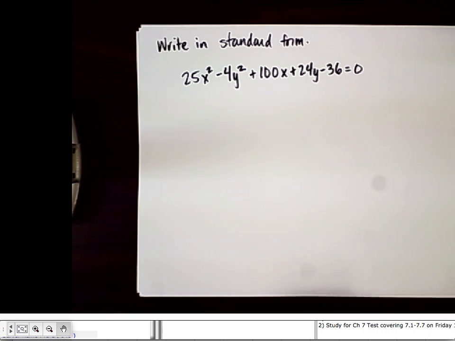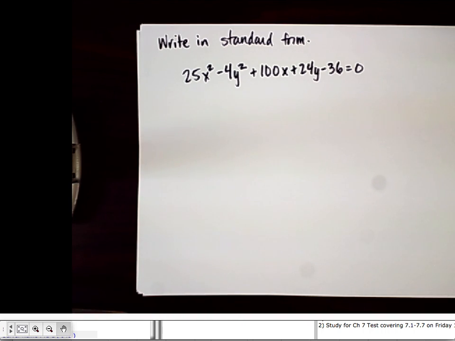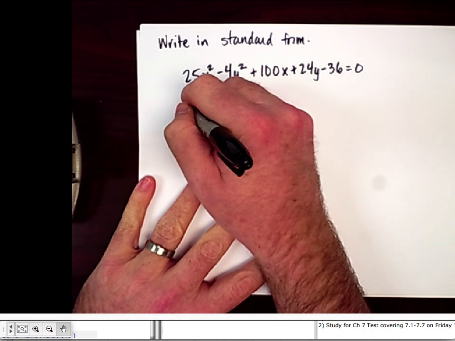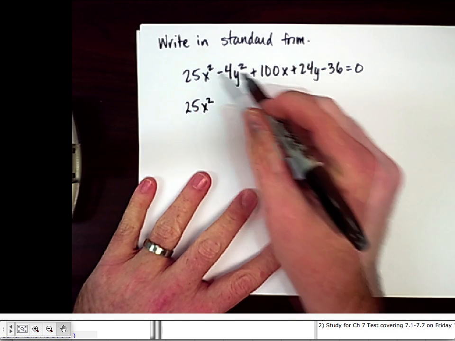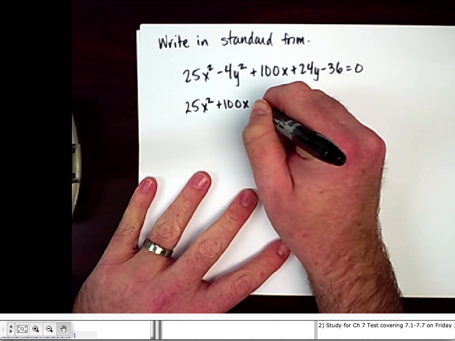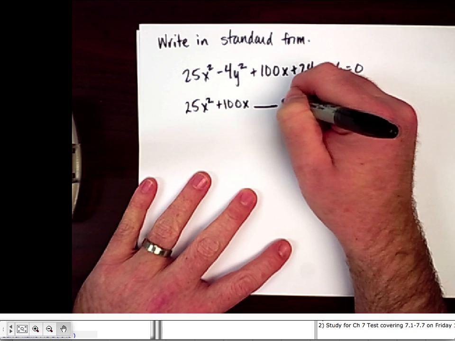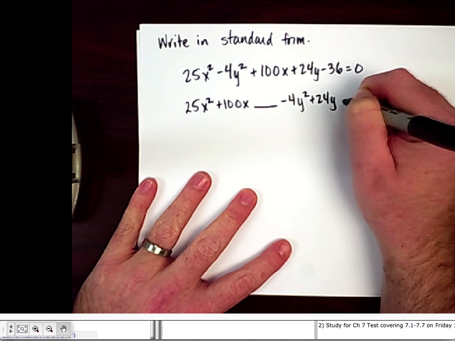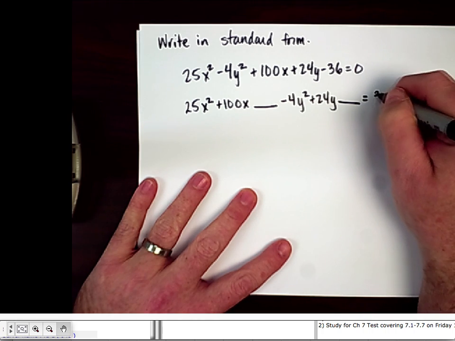So what you need to do is complete the square for x and for y. I'm going to put my x squared first because it was positive, then my x, then leave a space to complete the square. Then I'm going to put my y squared, then my y, then leave a space to complete the square. Take the constant to the other side, which makes it positive 36.